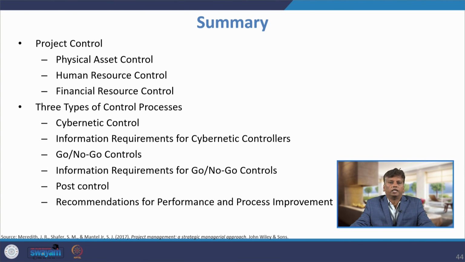Dear students, in this lecture I have discussed project control. Three things a project manager has to focus on controlling are physical assets, human resources and financial resources. After that, I discussed three types of control mechanism: cybernetic control, go no-go control and post control. For each of the three types, I have explained what information is required. And finally, I have provided recommendations for performance and process improvement.